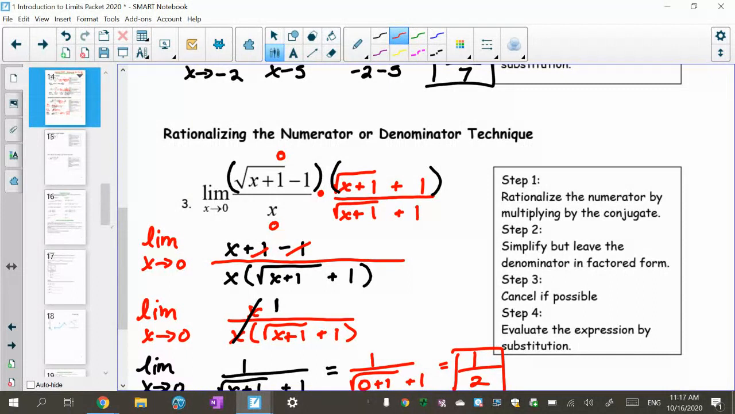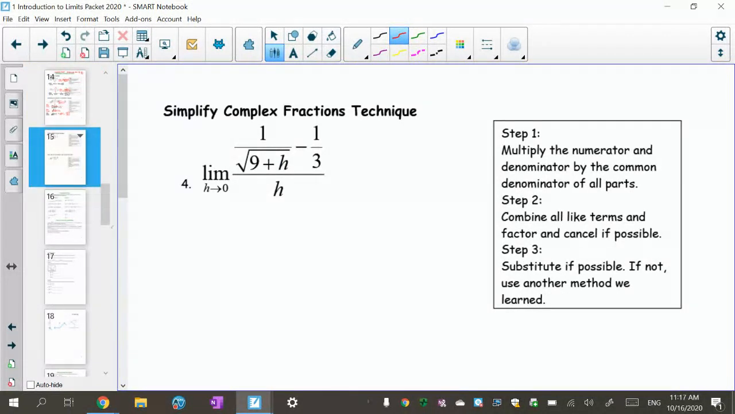Now, if we go to number 4, which is on the back, now I have something, if you recall, called a complex fraction. So this one, not only is it a rational function, but it's a complex fraction. So the first thing I do is substitute the 0 in there to see if I can. So I get a 0. Then I got 1 over the square root of 9, which is 1/3 minus 1/3. So I still get the indeterminate form of 0 over 0.